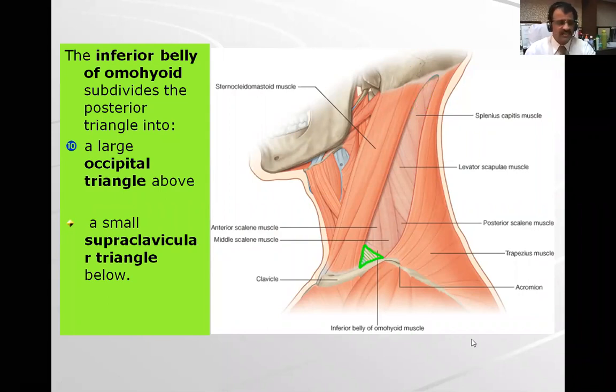This is not at all easy. Most of the time the posterior triangle of the neck is asked in exams as a full question.